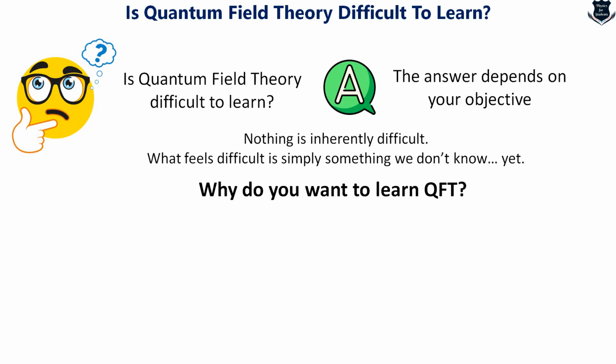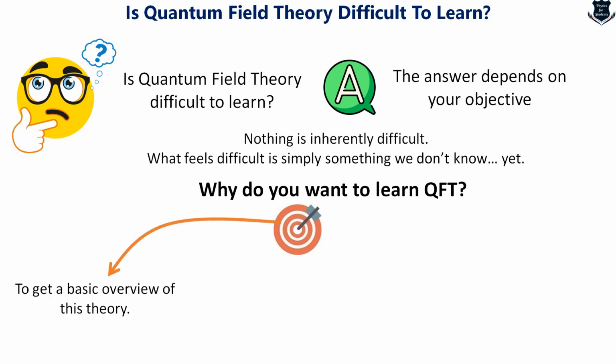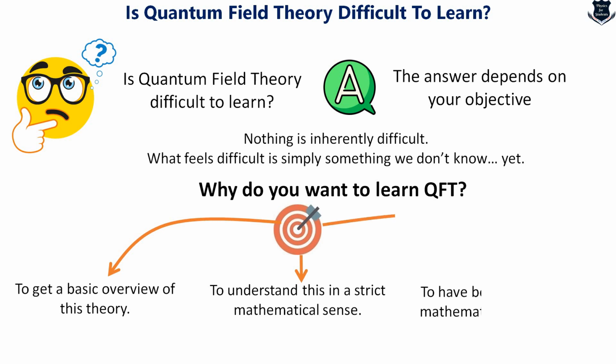So the question is, why do you want to learn quantum field theory? If I take the first objective, it can be that you want to get a basic overview of this theory. The second is that you want to have a very strict and rigorous mathematical understanding of this theory. And third is that you want an intuitive as well as a mathematical understanding. Depending upon these three objectives, the answer depends on whether it is difficult, rigorous, intuitive or easy.